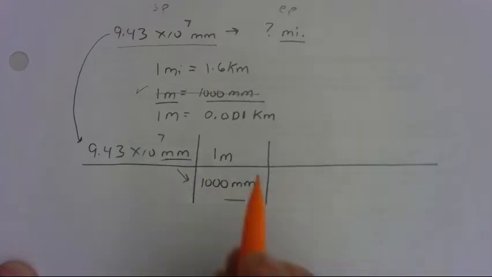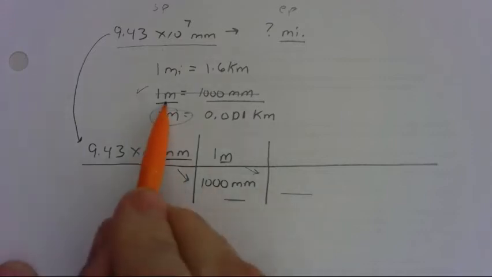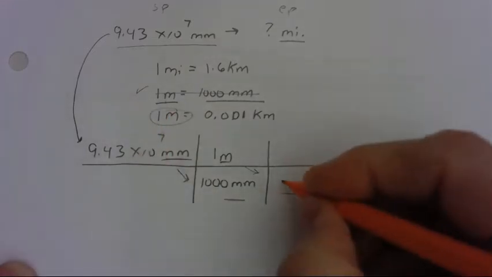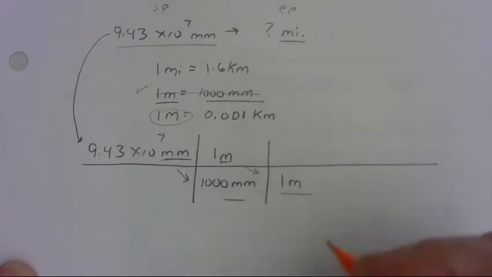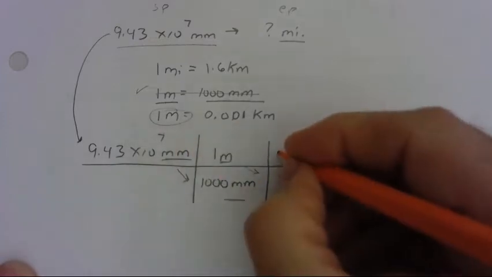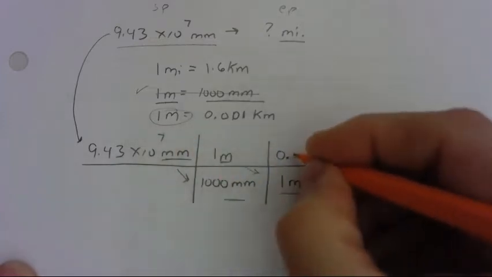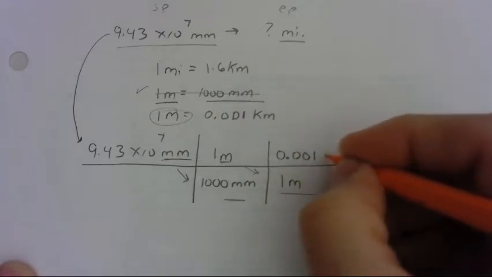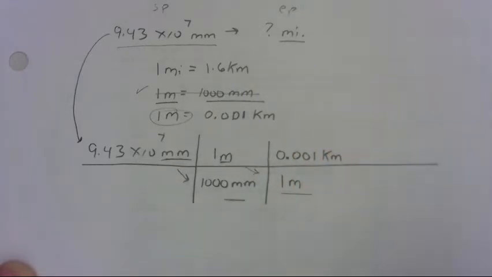All right. So now we're not at miles yet. So we have meters. We want to have meters down here. So I look for meters, and they're right there. Can't use this one. We've already used it. So I have to use this one. So I put the 1 meter there on the bottom, and what it's equal to, 0.001 kilometers, goes on top. Cross that one out.